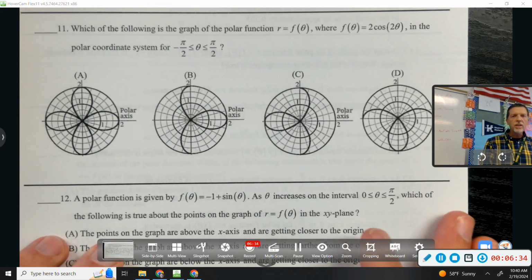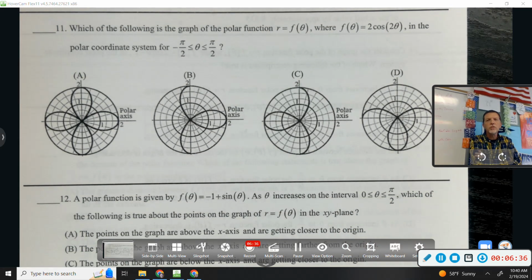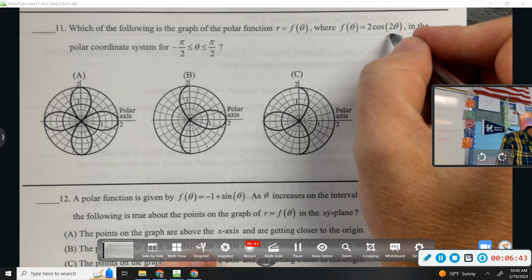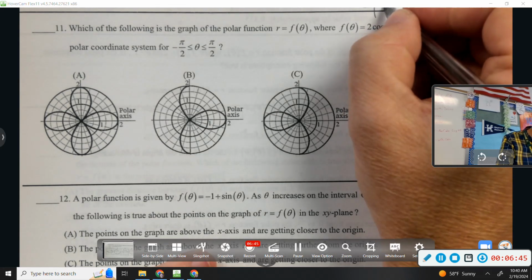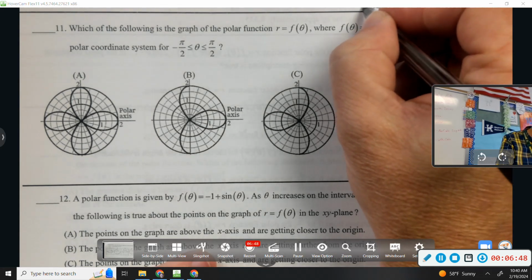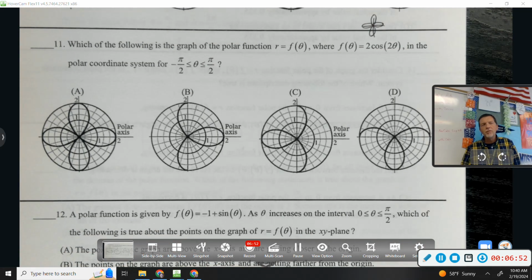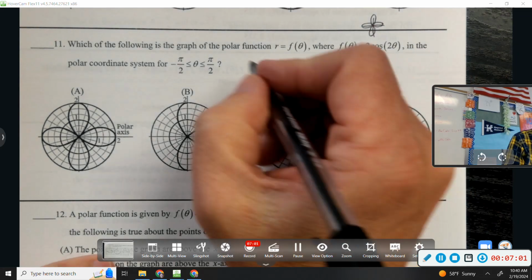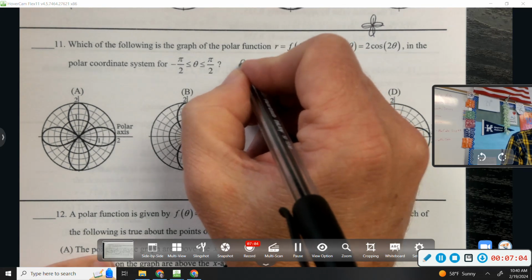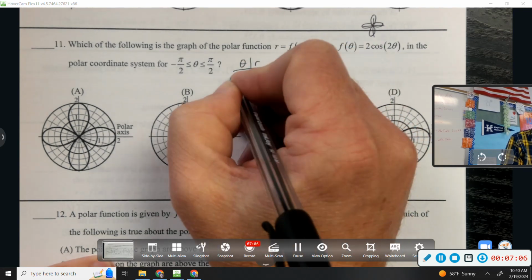Which of the following is the graph of the polar function 2 cosine 2 theta? Oh, between negative pi over 2 and pi over 2. So be careful. If you just think 2 cosine 2 theta, that's a 4-petaled rose. But that's if we go 0 to 2 pi. All of those are 4-petal or some portion of a 4-petaled rose. So I think another table of values is probably in order here.